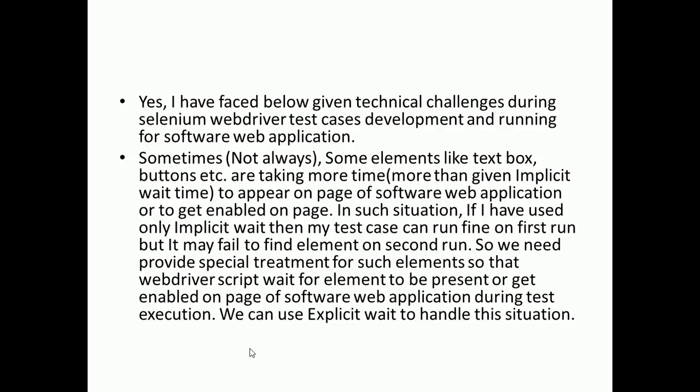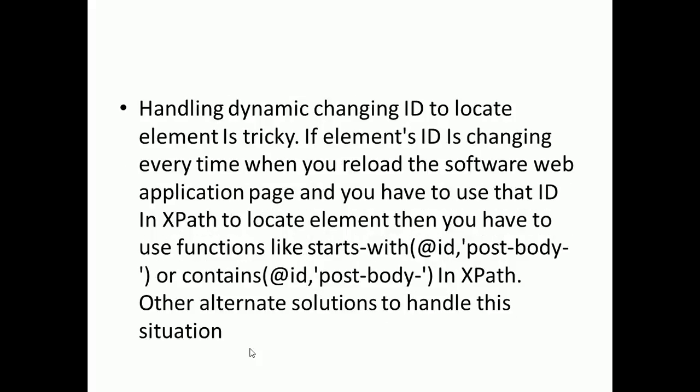Sometimes, not always, some elements like text boxes and buttons take more time than the given implicit wait time to appear on the page of the software web application or to get enabled on the page. In such a situation, if I have used only implicit wait, then my test case runs fine on the first run, but it may fail to find the element on the second run. So we need to provide special treatment for such elements so that the WebDriver script waits for the element to be present or get enabled on the page of the software web application during test execution. We can use explicit wait to handle this situation.